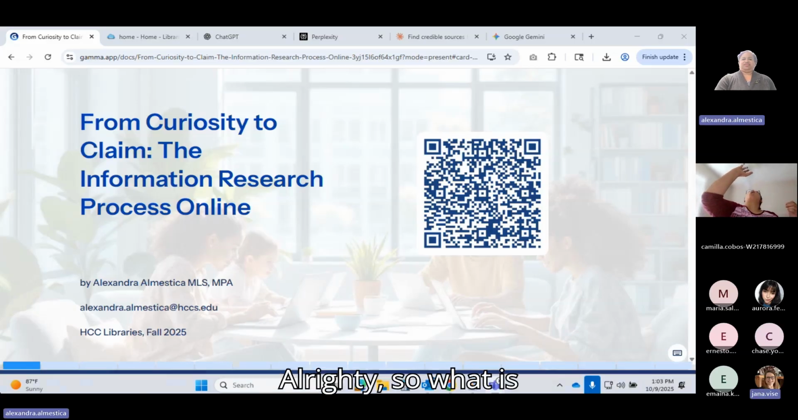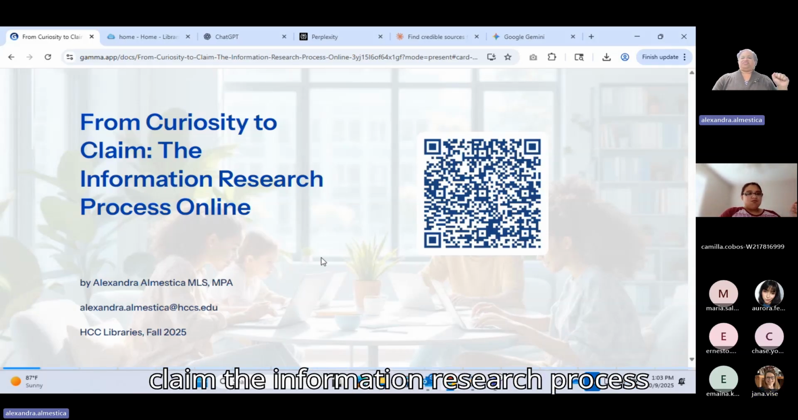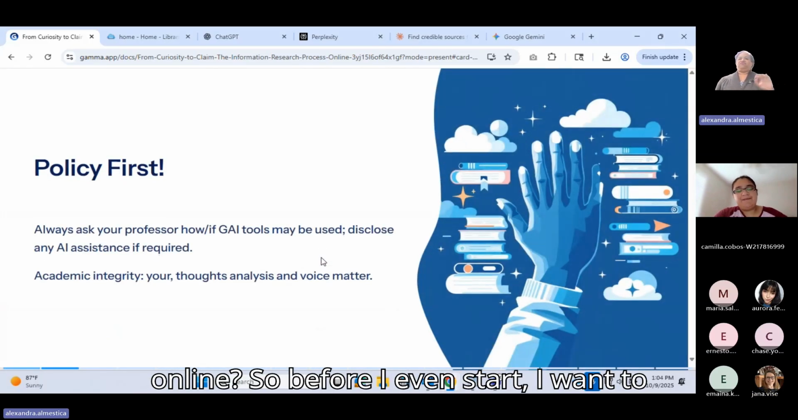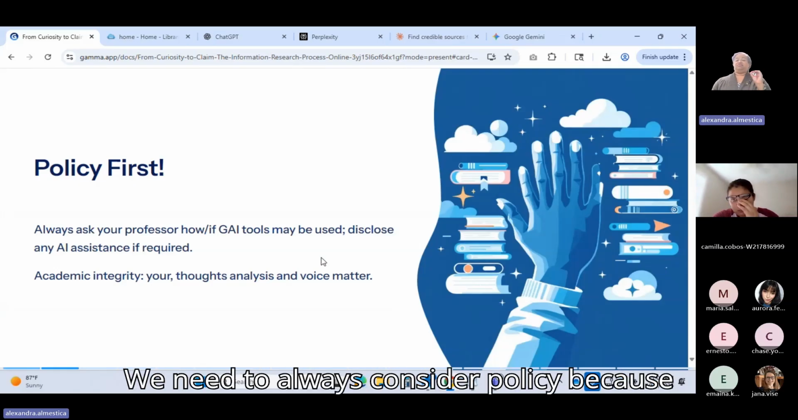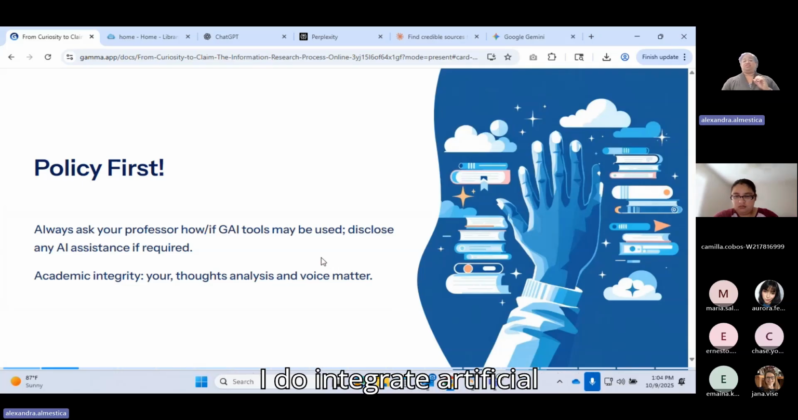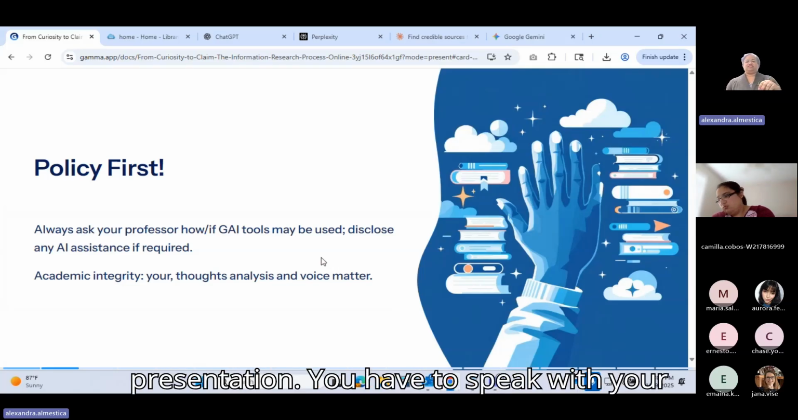Alrighty. So what is this whole thing about, From Curiosity to Claim: the information research process online? So before I even start, I want to raise the point that is very important. We need to always consider policy because I do integrate artificial intelligence in the form of generative AI, like large language models, in this presentation.